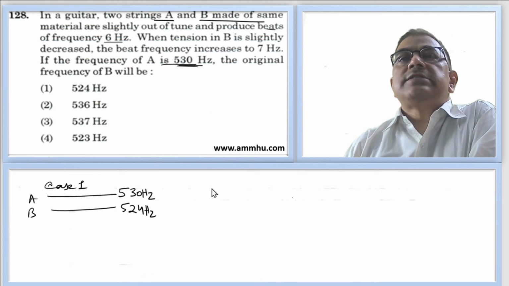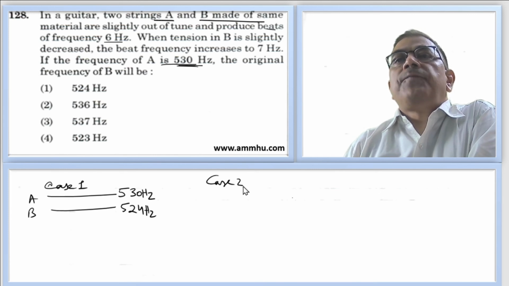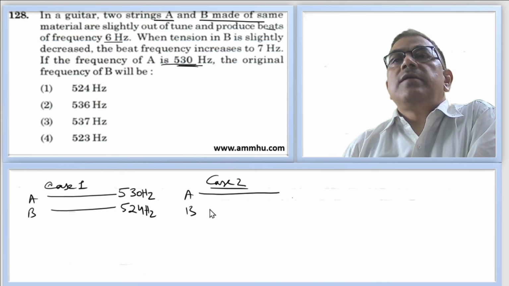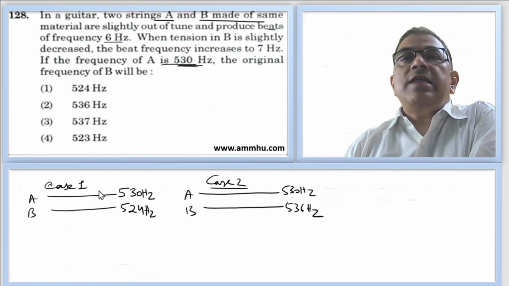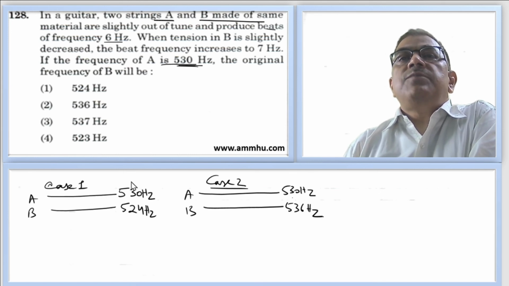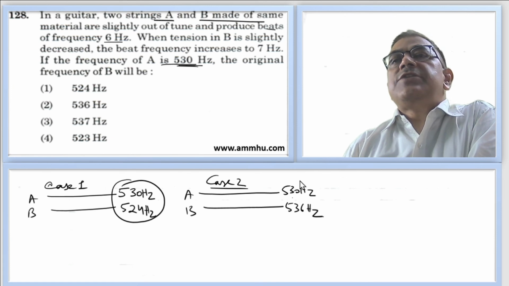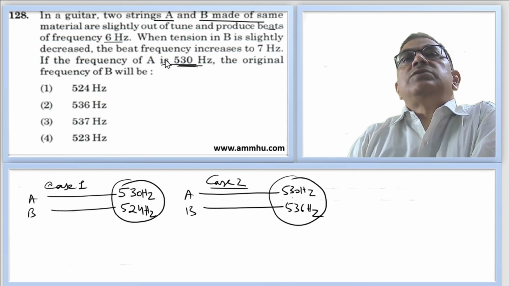And another case 2, this is A, this is B. A has frequency 530 Hz, which is already given. B can have 536 Hz. Is that right? So in either of the cases, the beat frequency is 6 Hz. Is that right? Now what has been done?